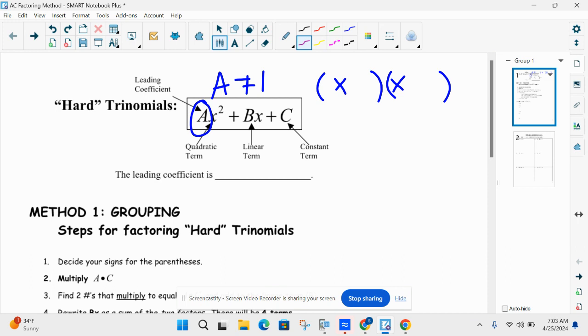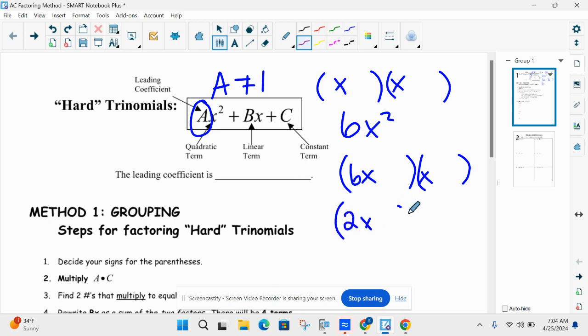the first position. But for example, if you have 6x squared at the beginning, for your factors would you put 6x and x? Or would you put 2x and 3x? Or would you need to switch these two around and put 3x first and 2x second? So instead of guessing and checking, the AC method gives us a formal method for factoring these harder types of trinomials. So here the leading coefficient is a, where a is not equal to 1.